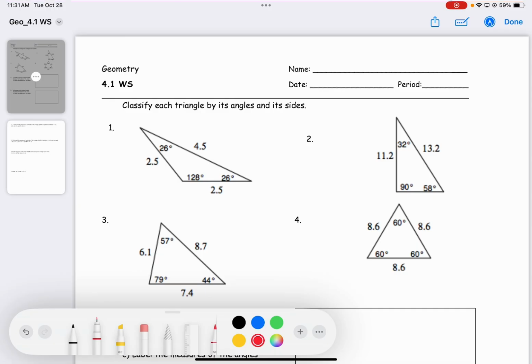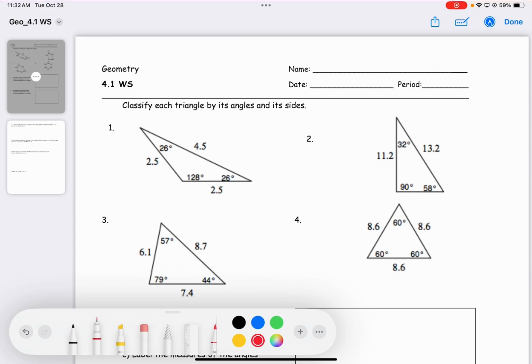Let's talk about number 1. Number 1 is on the backboard up there. Who put number 1 up there? What is it, Kalia? Good. So it's an isosceles triangle because two of the sides are the same length, because two of the sides are 2.5. And then it's obtuse because one of the angles is bigger than 90. Perfect.